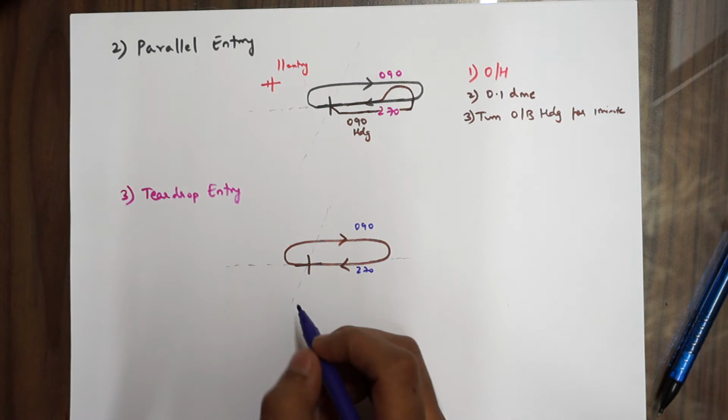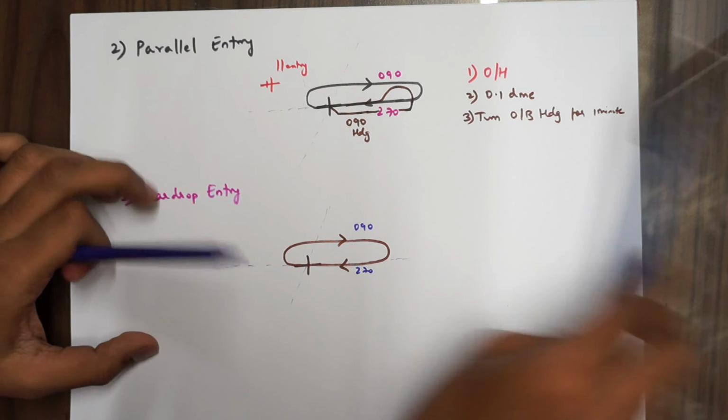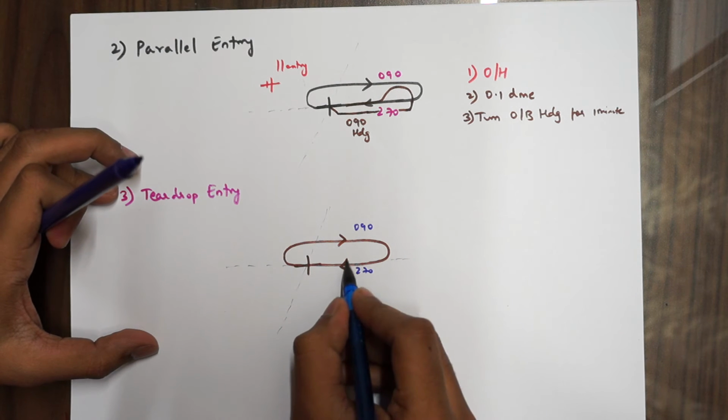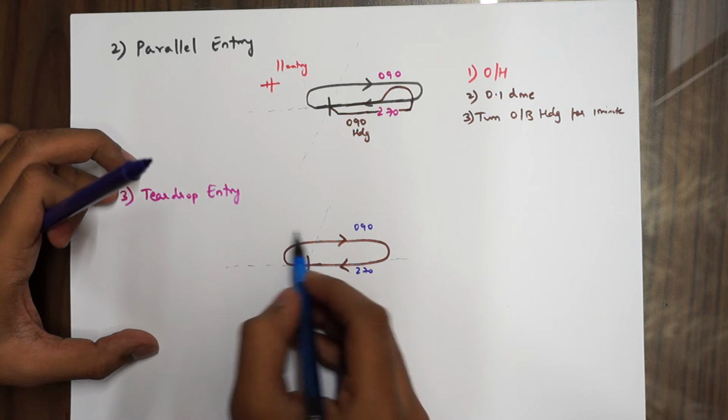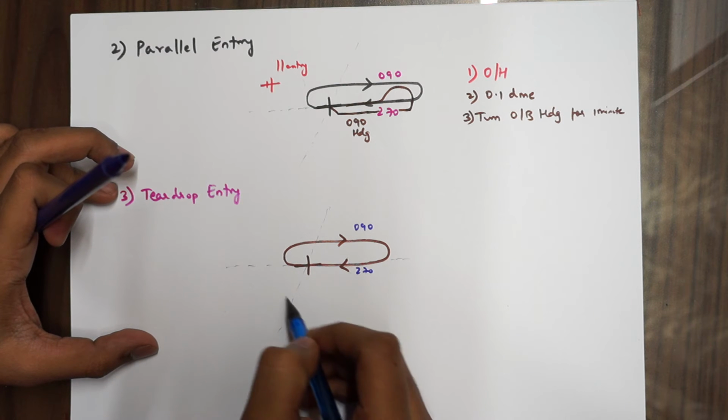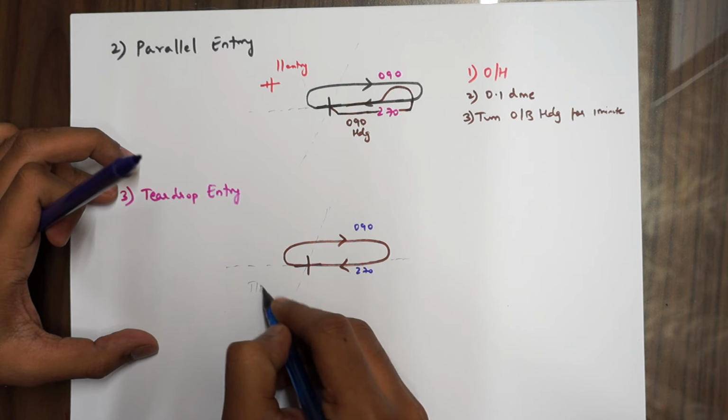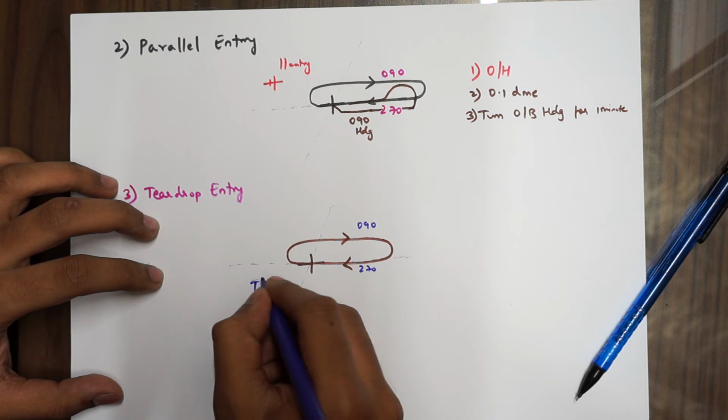So if you remember, teardrop comes in the 70-degree sector, and if you can see, this arrow is here, so this is a direct entry. The bigger one is a parallel entry, the smaller one is a teardrop entry. So this is teardrop. Okay, teardrop.